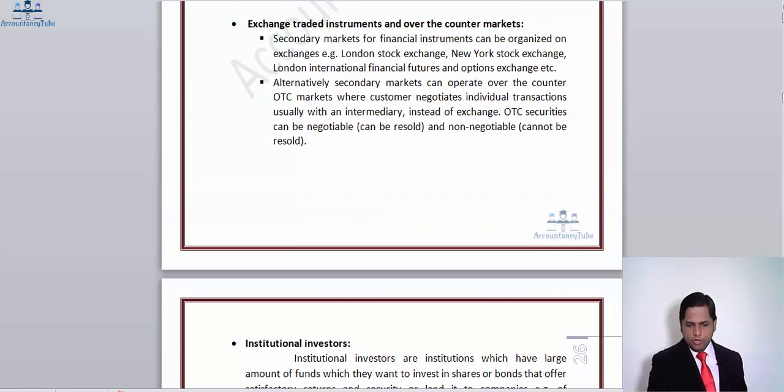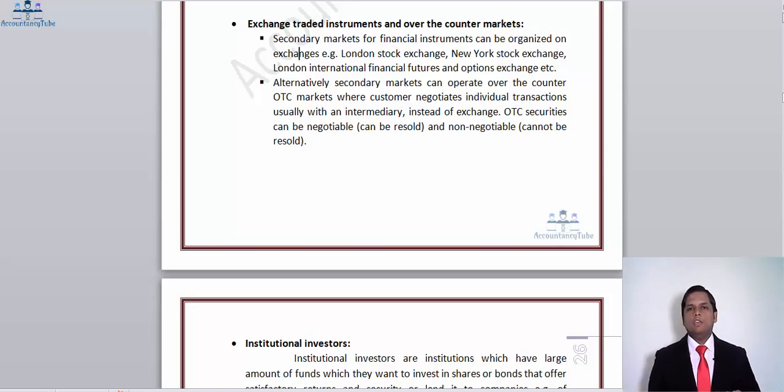Then we have exchange traded instruments and over the counter markets. Secondary markets for financial instruments can be organized on exchanges. Normally, all sorts of secondary markets are exchanges, such as the London Stock Exchange, the New York Stock Exchange, and the London International Financial Futures and Options Exchange. Then we have alternative second-tier markets which can operate over the counter, where customers negotiate individual transactions, usually with an intermediary instead of an exchange.